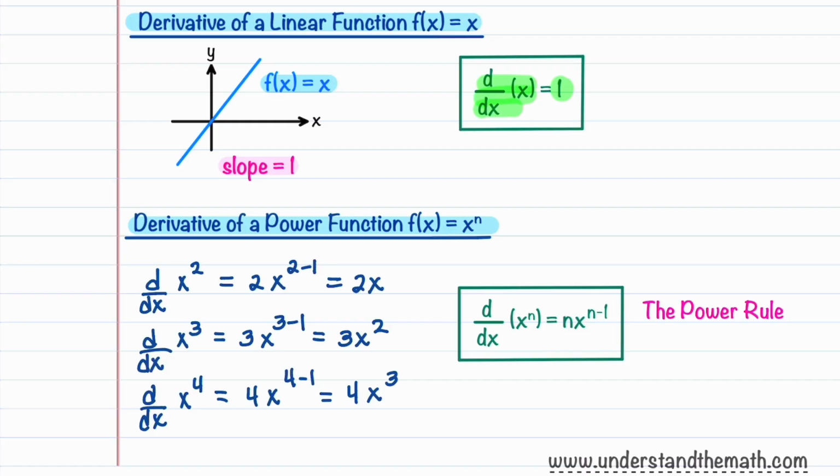Now let's look and see what type of pattern we have. Notice that the exponent always comes out in front, and then the exponent that we're left with, 1, 2, and 3, is 1 less than the exponent that we started with. This tells us that the derivative of x to the n is going to be n times x to the n minus 1. And this is called the power rule. That is a really great rule to memorize.